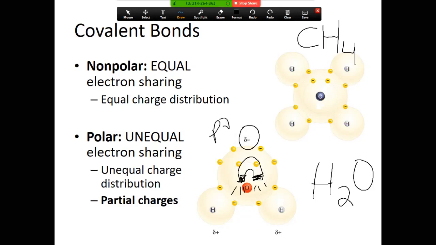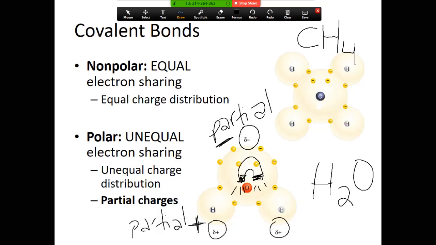And so what that symbol represents is a partial charge. So this is a partial negative charge. And then down here, I have my partial positive charges. Okay, this is actually very significant in the behavior of this molecule.